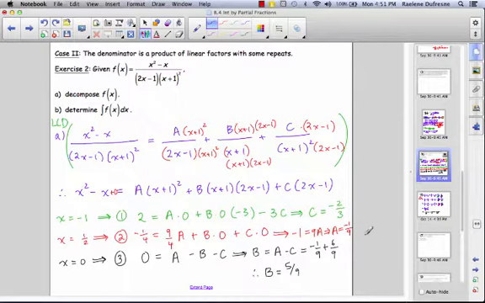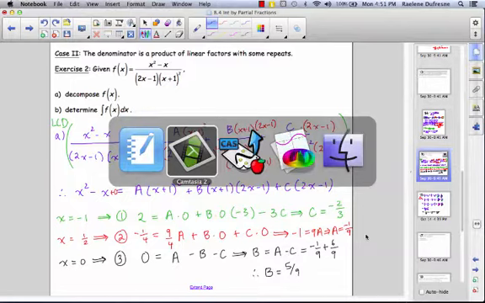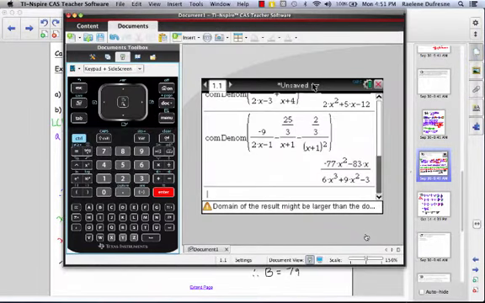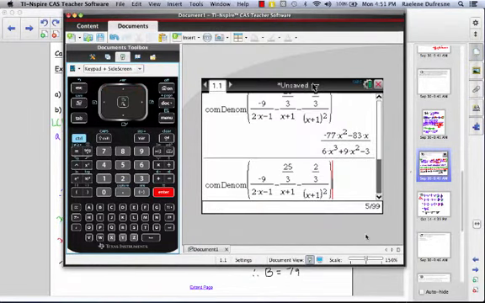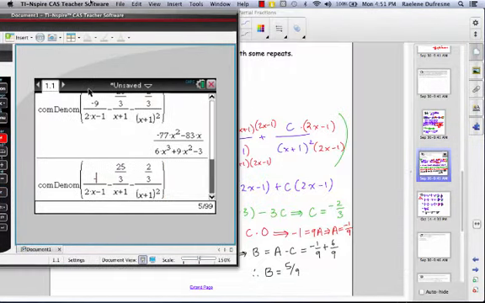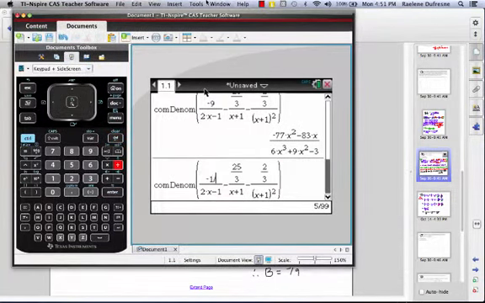So let's check on the TI Inspire and see if that makes a difference. So when we go through here, we had a was negative 1/9, negative 1 over 9.